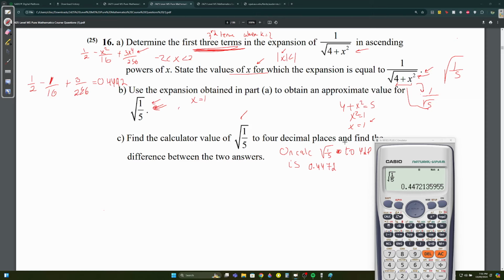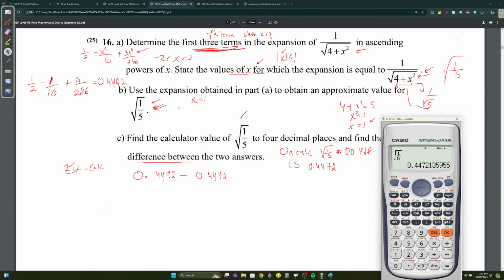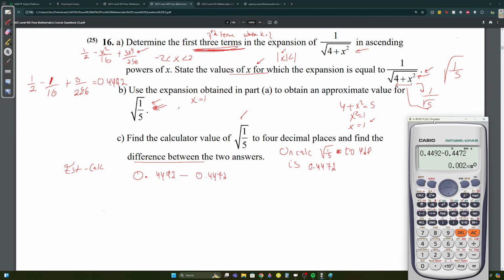0.4472. Then they say find the difference between the two answers. You're going to subtract the calculator value from this one, or this one minus this one, just make the answer positive. Remember we said estimated value minus calculated value: 0.4492 minus 0.4472. It doesn't matter the order, as long as you make your answer positive in the end. 0.4492 minus 0.4472 is 0.002.